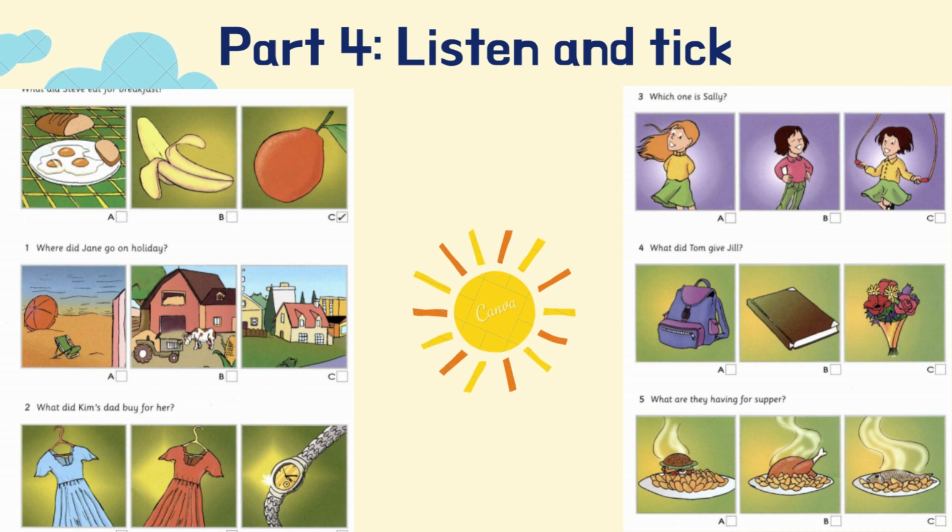What did Steve eat for breakfast? Did Steve eat bread and eggs for breakfast? No, he ate fruit. He always eats fruit for breakfast. Yes, but what fruit? Bananas? He doesn't like bananas. He ate an orange.